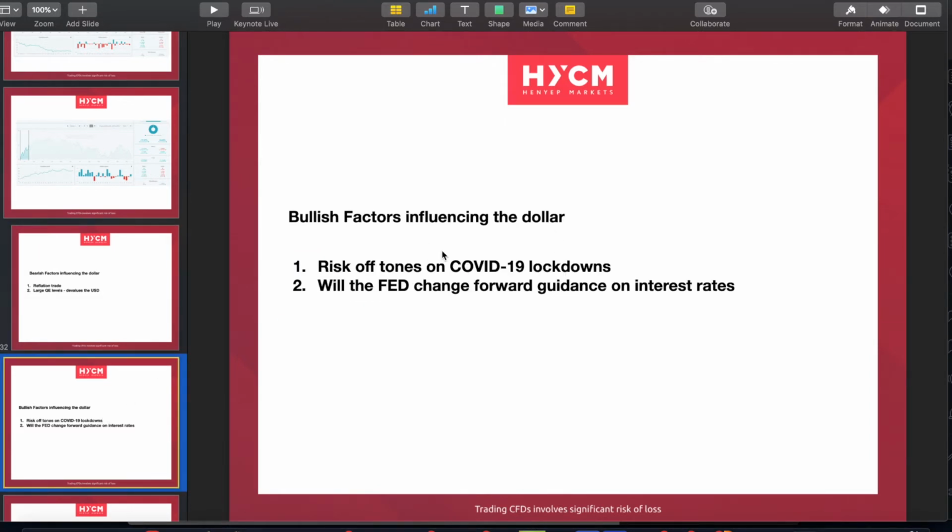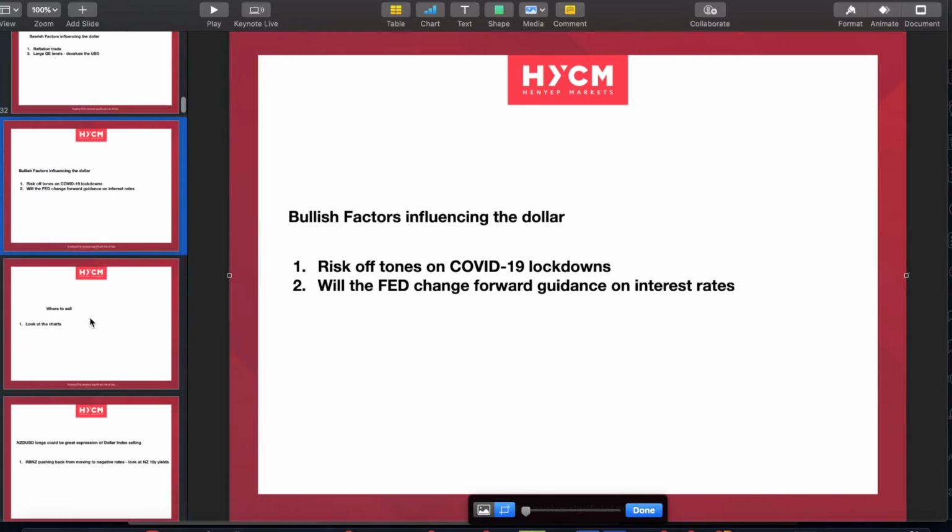Now, the bullish factors influencing the dollar that we always have to be aware of is that there are risk-off tones on COVID-19 lockdowns. The dollar has been trading as a risk-off currency. So if risk-off things come into the market, so the vaccines don't work or it mutates or there's some worse situation with COVID-19, then we expect the dollar to strengthen. And also we have to look at what the Fed Reserve are doing on interest rates. They're meeting at the end of December. So in the near term, if they were bullish or changed their forward guidance or started talking about raising interest rates, that would change the outlook for the dollar, and we could easily see some dollar strength.